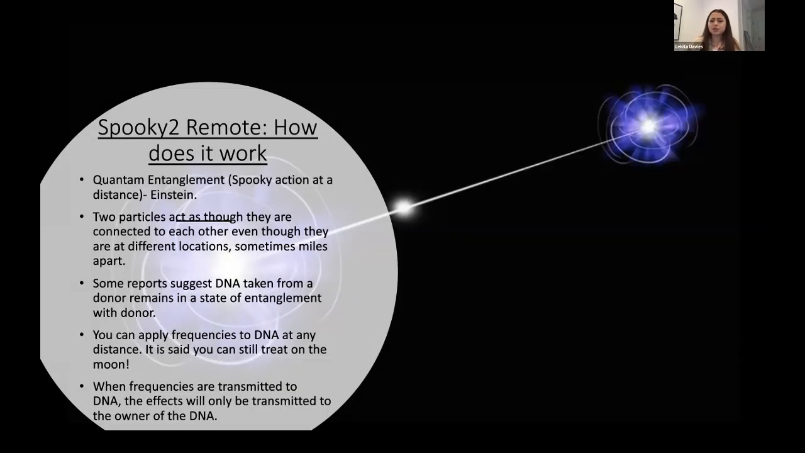Okay, so how does Spooky2 Remote work? So the basic idea of it is quantum entanglement. It's simple quantum entanglement. And what Einstein actually called it is spooky action at a distance, which accurately represents it. So we have the idea that we have one particle, we have one molecule, and you split the molecule in two. So for example, you cut your nail off, but you've still got some nail on, but you've also got another bit of nail. So now you've got two molecules.